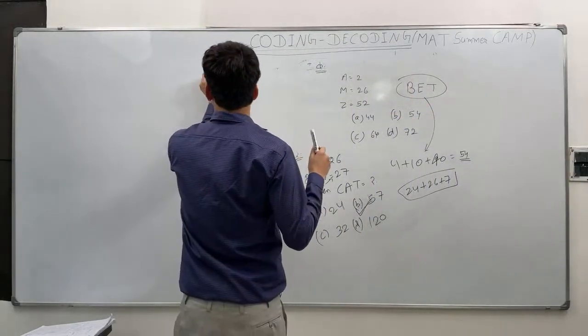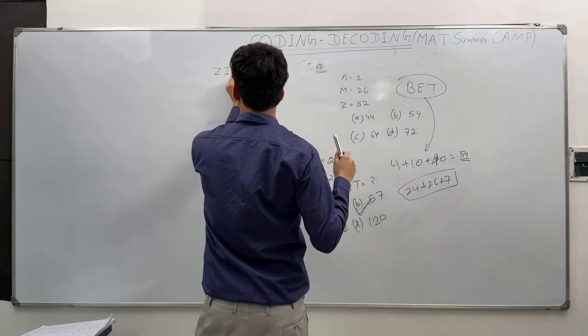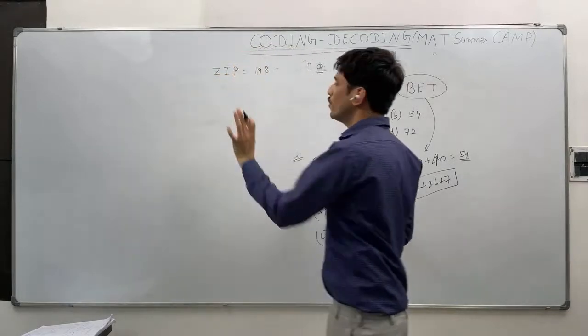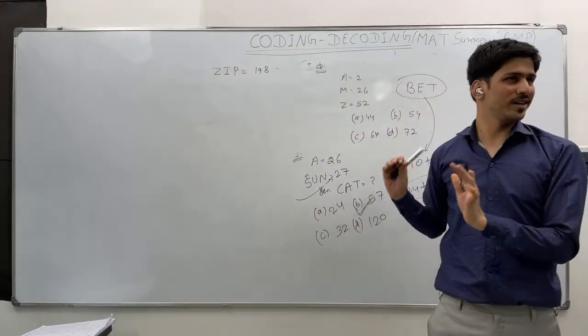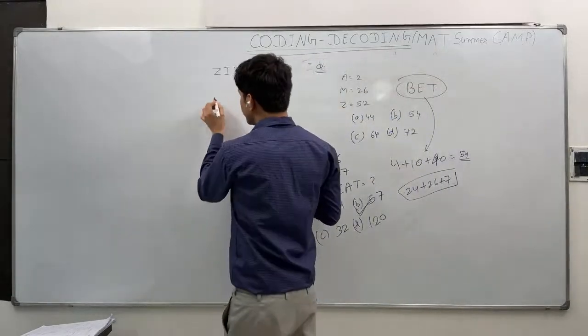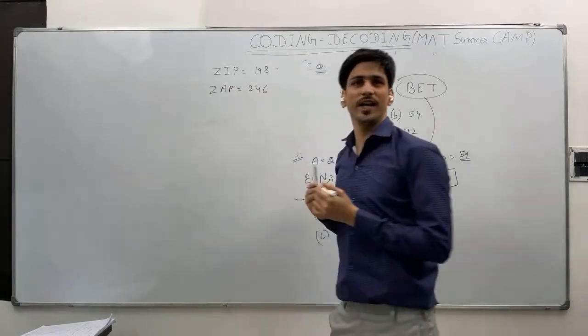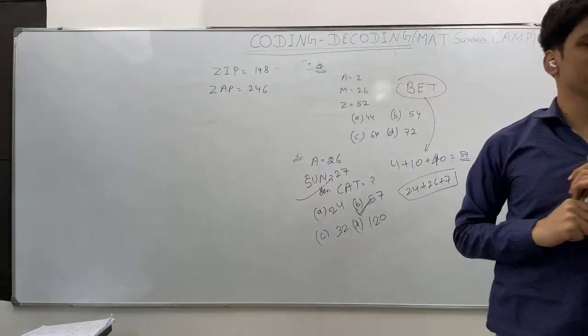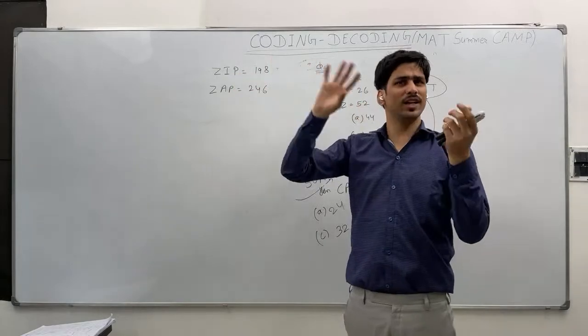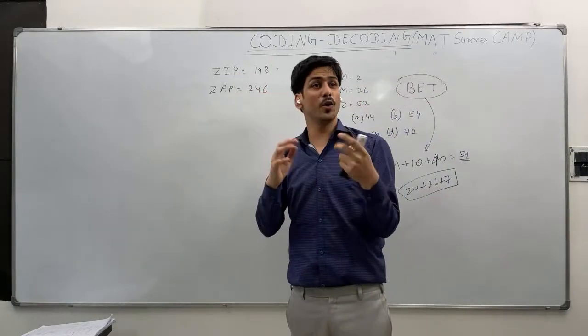Next, let's say you have ZIP, that is 198, and I don't know how 198 came. Some code language is there, right? Next they have ZAP, that is 246. Okay, ZIP, that is 198. It means something they have done with the letters, right? Maybe they have added or multiplied.